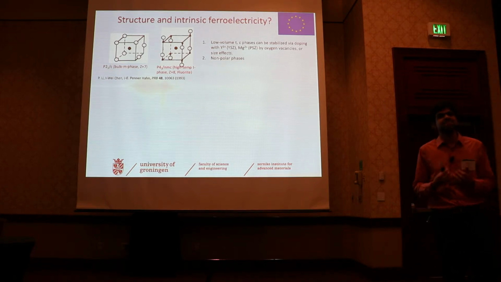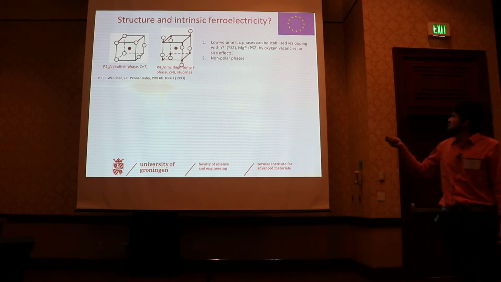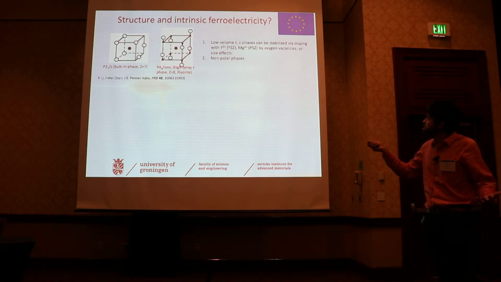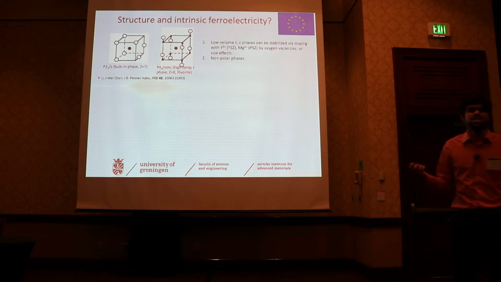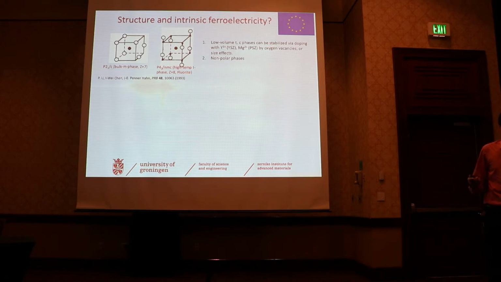Does it come intrinsically from structural aspects? For which, in fact, we have a bulk monoclinic phase of hafnia or zirconia with the 7-fold coordination. We have high temperature, high pressure tetragonal and cubic phases with 8-fold coordination, which is commonly called the fluorite phase. And both these phases, although they are very well studied, are not polar.